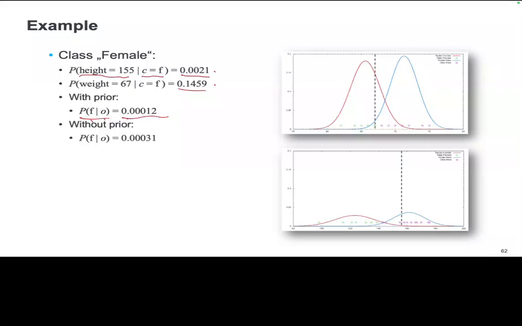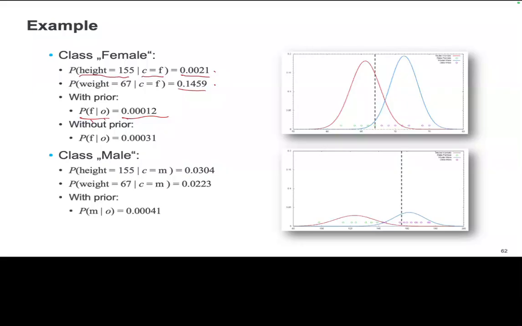Without the prior, that would be like this. And then we do the same for the class male. And again, we have distributions with prior and without prior. And we see with a prior, the male would be much more likely, without a prior also. So the prior here wouldn't even change something.